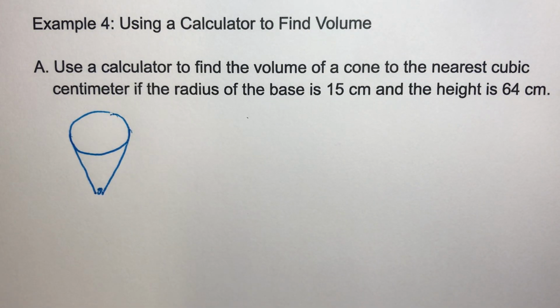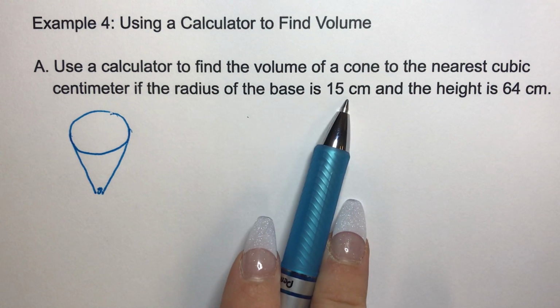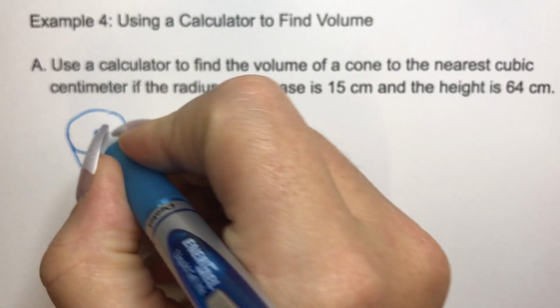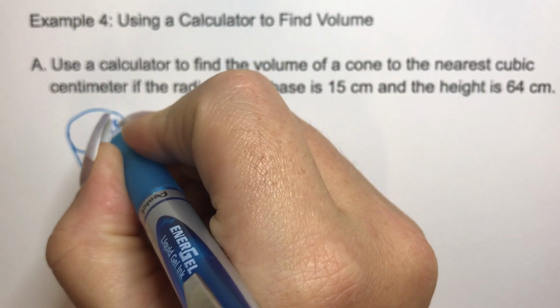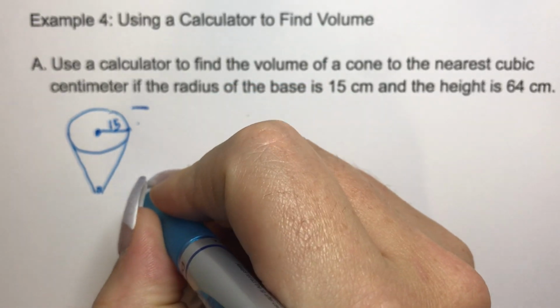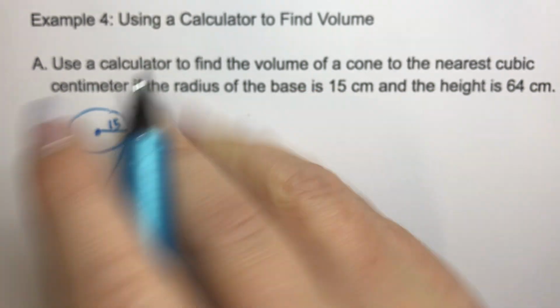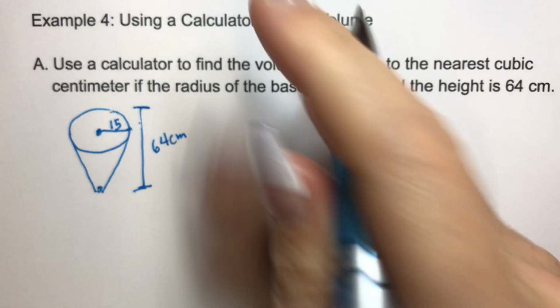What does it say? The radius of the base is 15 centimeters. So 15 centimeters there. And then the height of the whole thing is 64 centimeters. So we're going to use our volume formula, right?